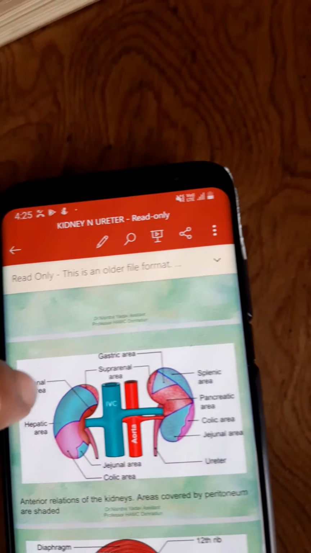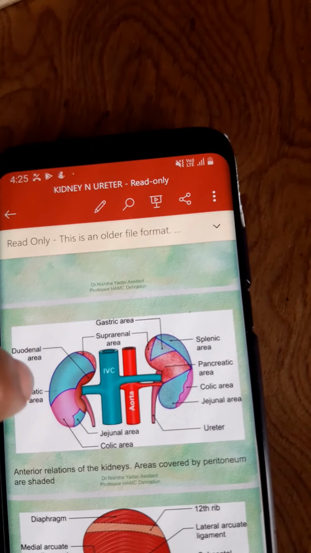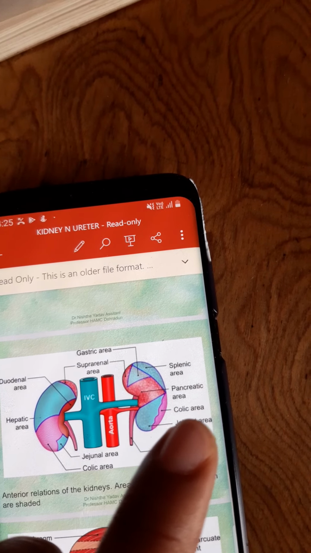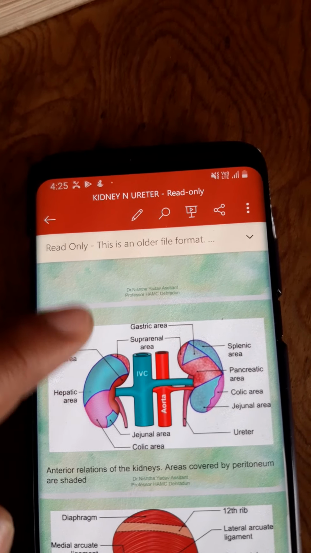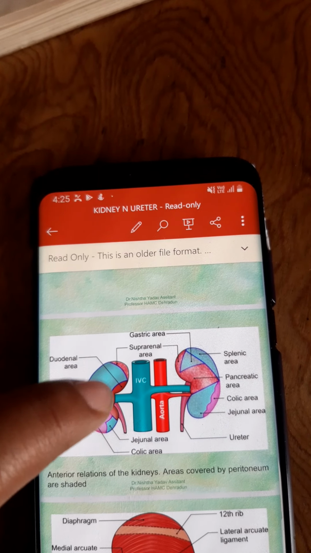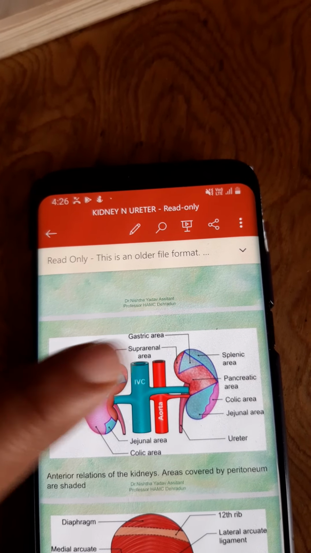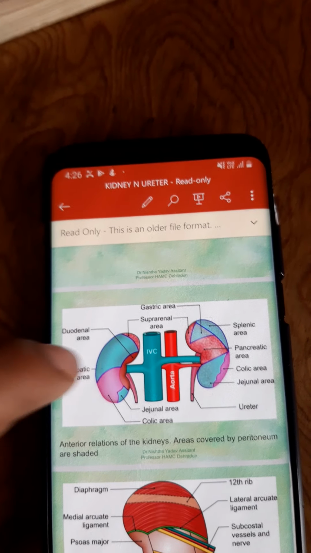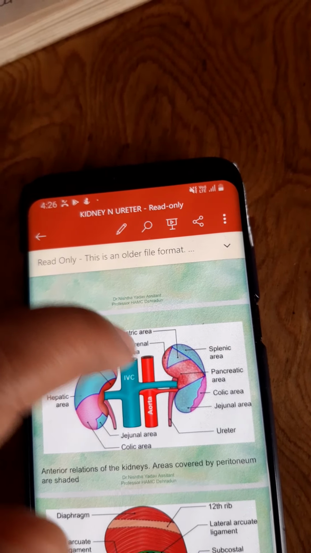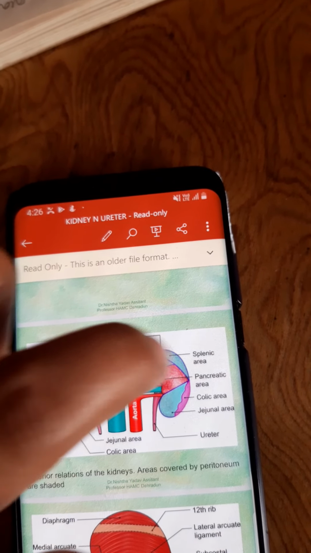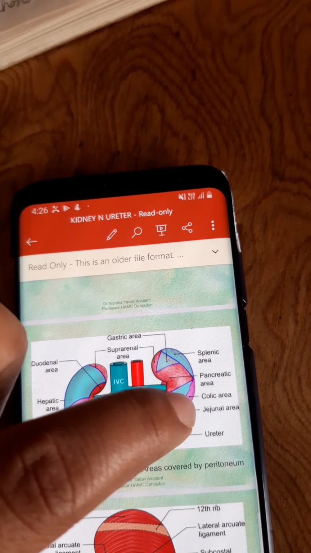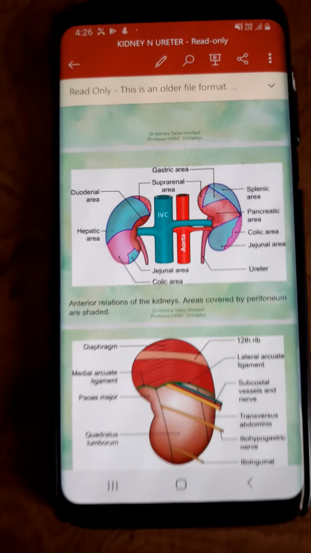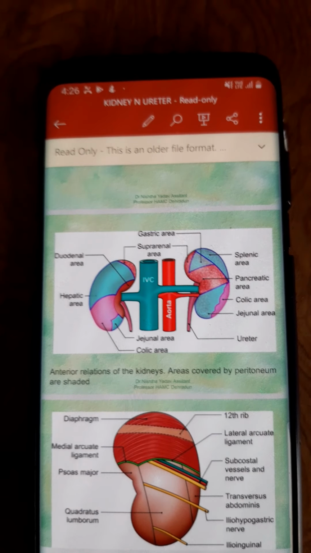As far as anterior relations, the anterior surface of the kidney is related to structures which are different on the right side and on the left side. The right kidney is related to the suprarenal gland, the second part of the duodenum, the liver, because the liver is on the right side, the hepatic flexure of the colon and the jejunum. The left kidney is related to the stomach, which is on the left side, the spleen, also on the left side, the pancreas, the splenic flexure of the colon and the jejunum. These are the anterior relations of the kidney.